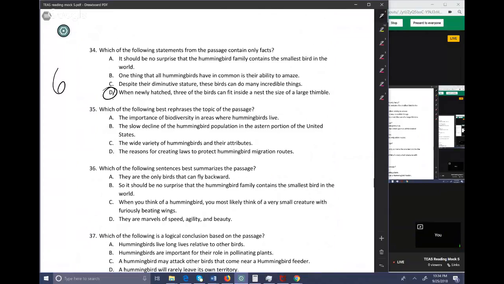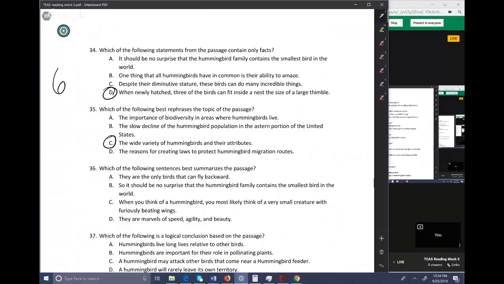35, which of the following best rephrases the topic of the passage? The wide variety of hummingbirds and their attributes. The way that I outlined this passage, my first paragraph, I wrote hummingbirds, tiny, lots of kinds, fast, amazing. So that was what I got out of my intro. My second paragraph, I wrote the smallest kind, the largest kind, but they're all tiny. They all have tons of agility and speed.